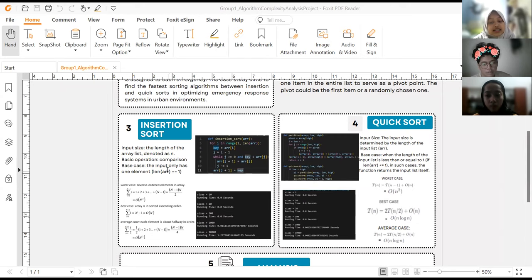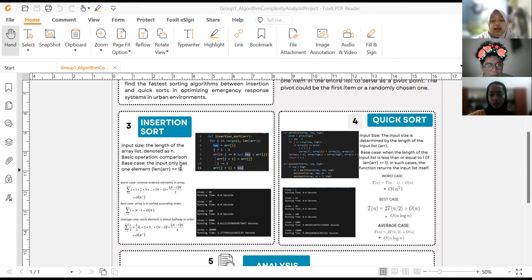The length of the array here represents the number of ambulances that the system has. And the basic operation of this insertion sort is the comparison here. The best case is when the input only has one element, which means the system only has one ambulance to operate. So the length of the array is only one.